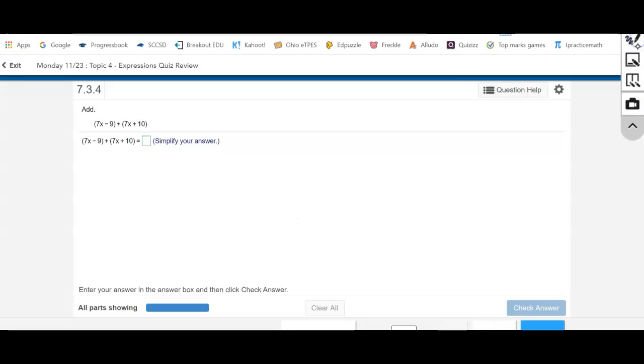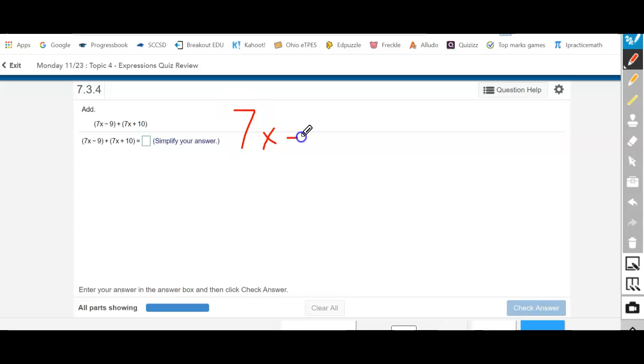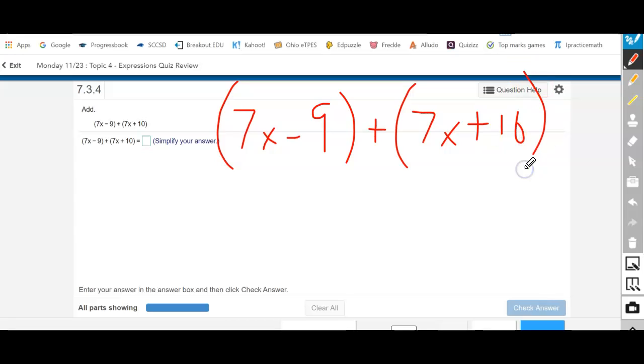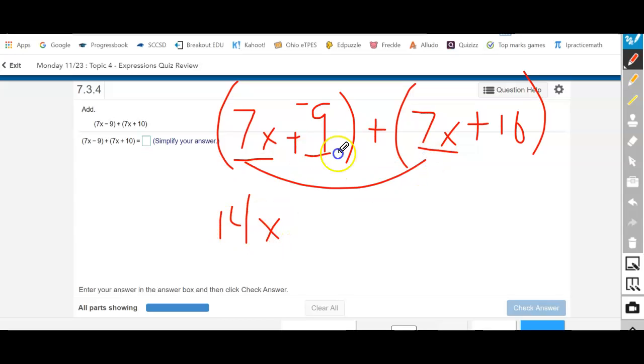All right, now we got subtraction in there. We don't like subtraction because I can't move problems around or parts around in a subtraction problem. So I'm going to get rid of this subtraction, make it plus negative 9. Now I can move everything around, use my commutative property. So 7x plus 7x is 14x. Negative 9 plus 10 is 1. So there's my answer.